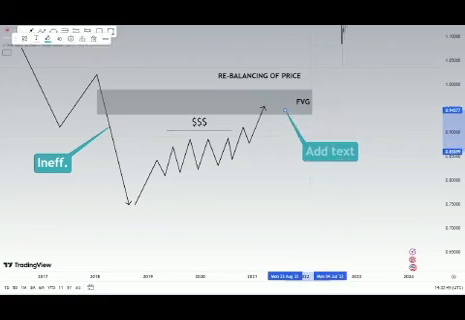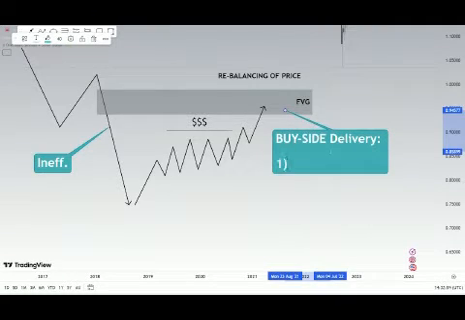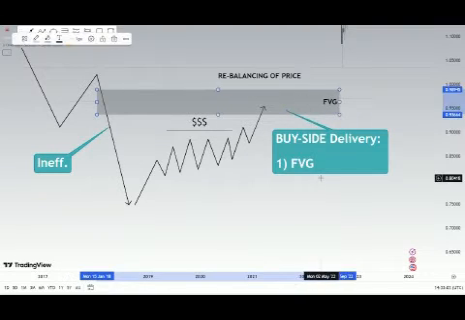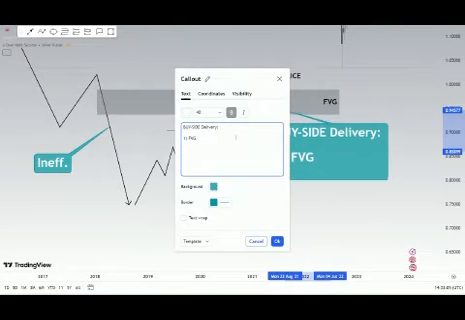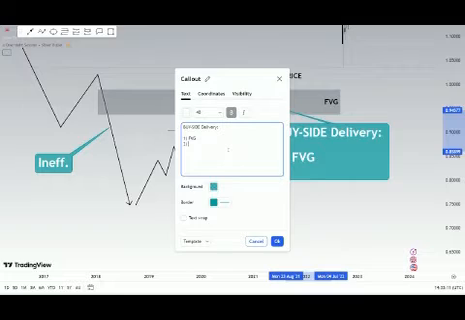So when we look at buy-side delivery in a bearish market, buy-side delivery consists of two things, right? We're going to be rebalancing price or rebalancing the fair value gaps, which are going to be in this region over here, where the fair value gap POI has been marked out. The second reason why we're going to see price spool higher is because it's going to be sweeping buy-side liquidity, right? BSL, which stands for buy-side liquidity.